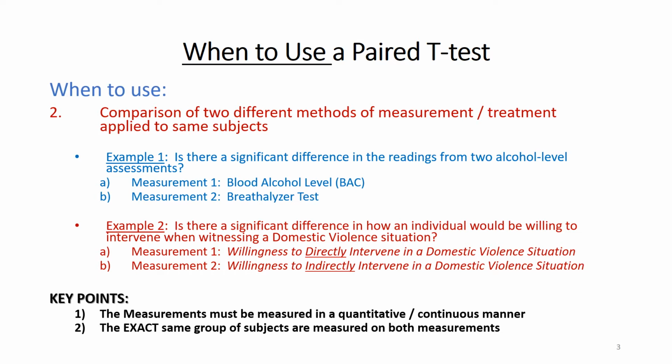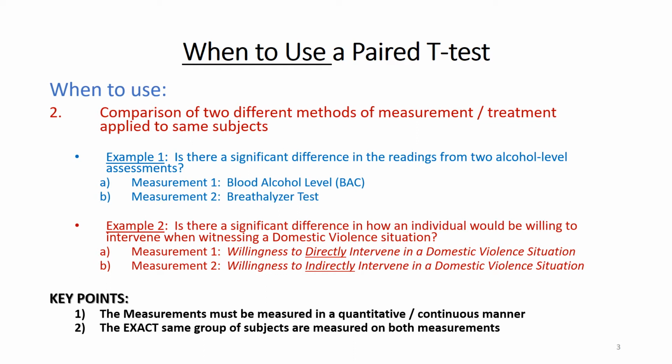And then the grad student raised the question, is there a difference? Are some people more likely to directly intervene or indirectly intervene? So directly intervene would mean, like, if they're fighting, get in there and break it up or confront the perpetrator. Indirectly would be, do they tell somebody about it? Do they call the cops? Do they report it? Something along those lines. And we wanted to know, is there a significant difference in people's willingness to intervene?